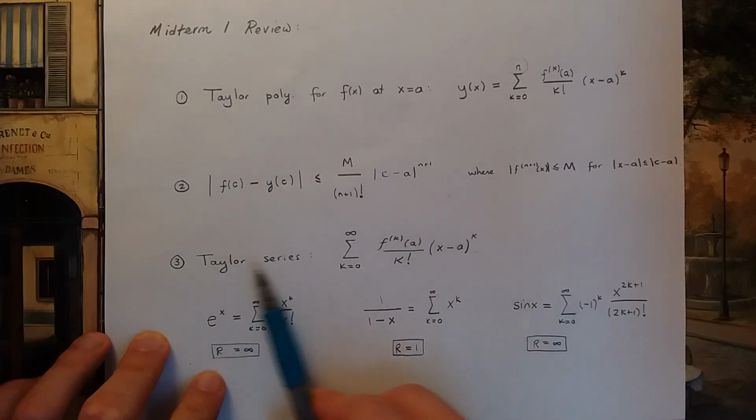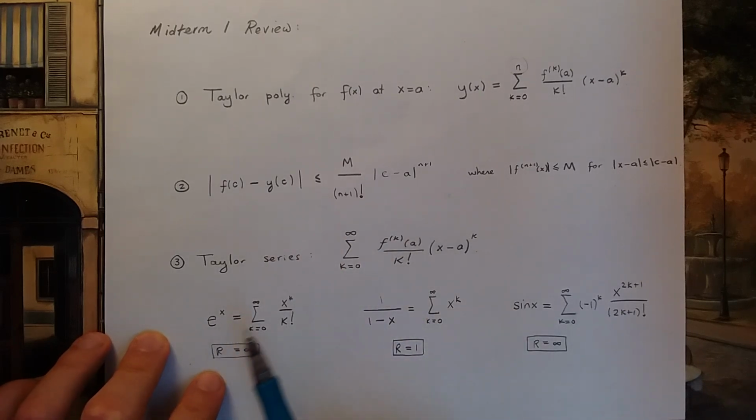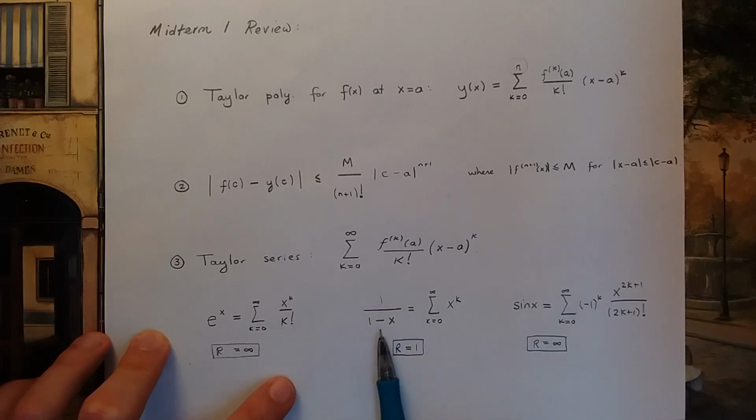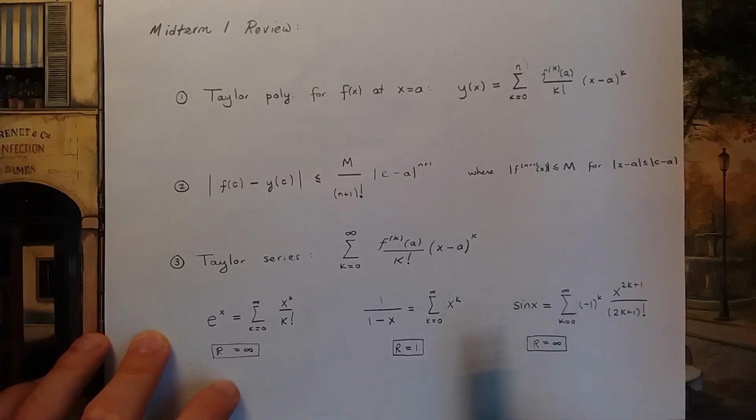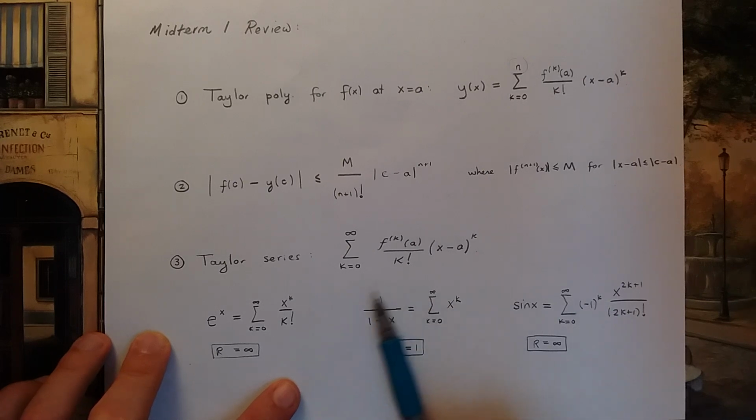We've seen examples of Taylor series. Here are my top 3. You've got to know these: e to the x, the geometric series 1 over 1 minus x, and sine x. The radius of convergence tells you the values of x that you could actually plug in to get an equality. So a radius of convergence infinity means every value of x can be plugged in here to get a good equation. R equals 1 means only x values in between -1 and 1 give you equality. Other than that, the series diverges.